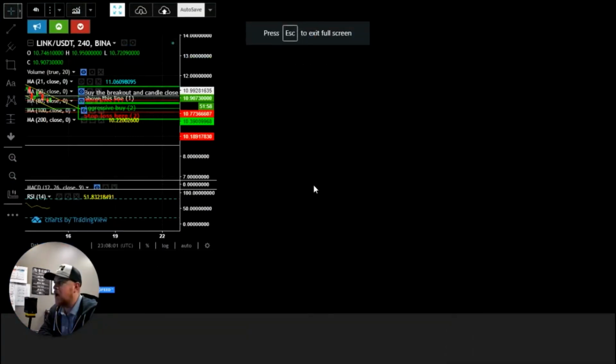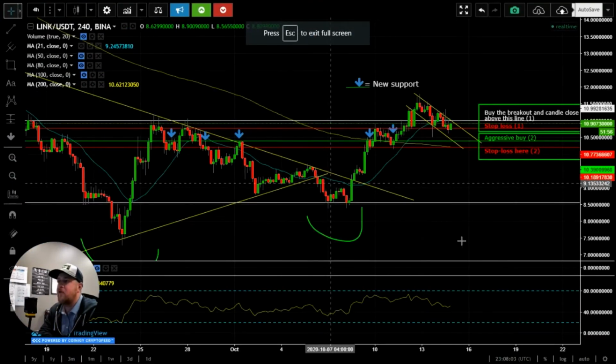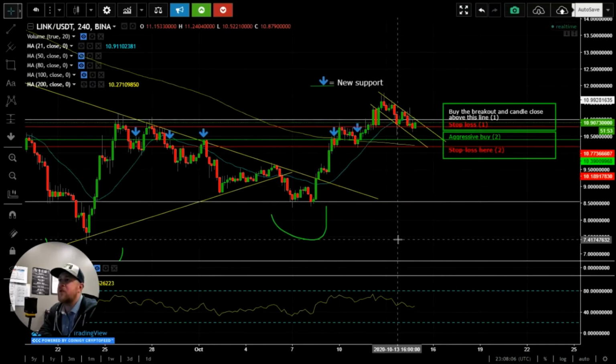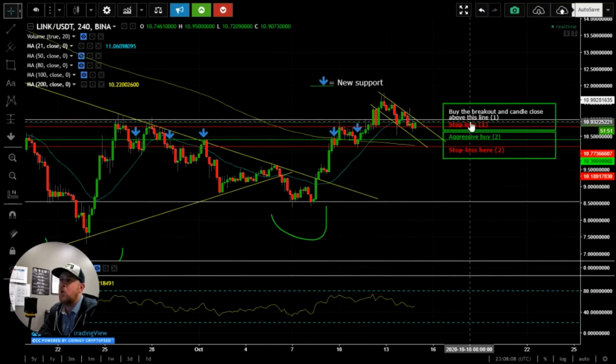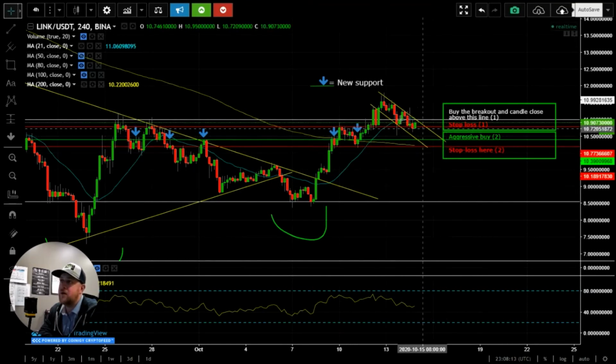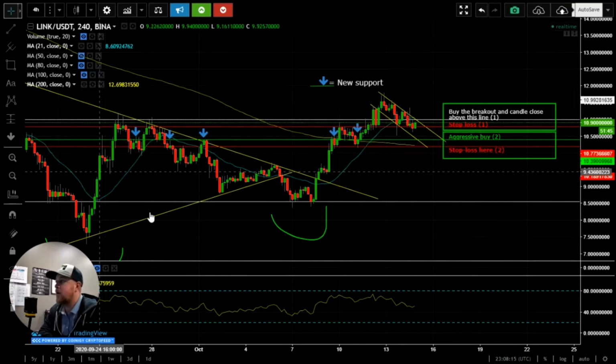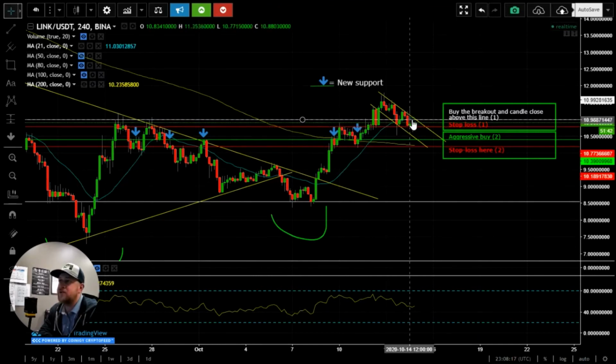So if we take a look at the Link chart here on Coinigy, again, this is where I chart. I had this chart up. I posted this in my Telegram group, where to buy, stop loss, where an aggressive buy would be. And of course, we are coming out of an inverse head and shoulders. I assumed it wouldn't break this level right here, but it closed beneath it. But it looks like it came right back up.